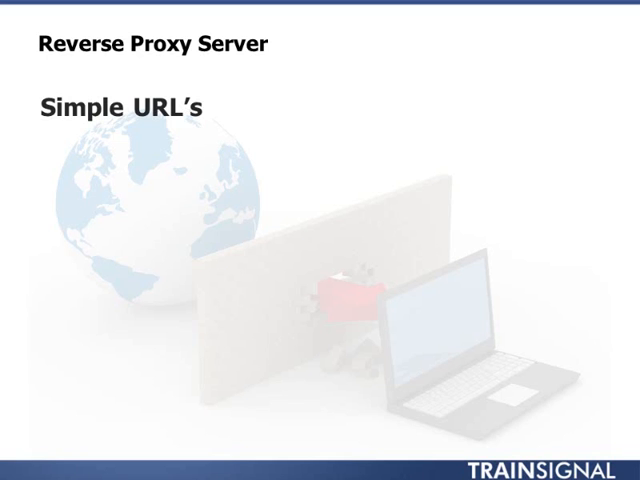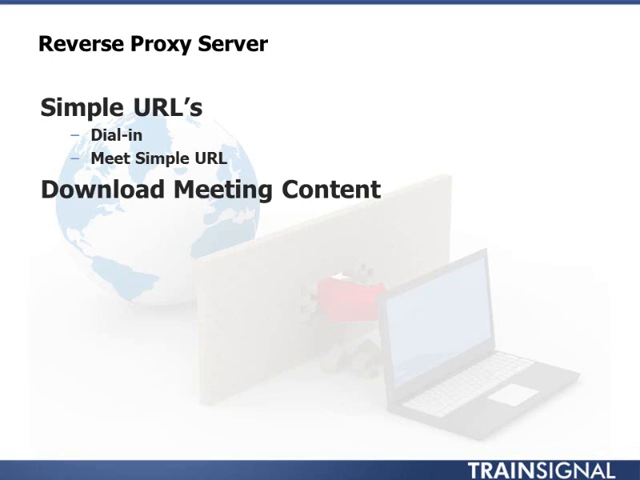But we do have to make sure that the external DNS has the simple URL for dial-in, which is gaining access to the dial-in conferencing web page, and also for your meet simple URL, which is used to comprise the link used to join into the meetings. So when a client clicks on a link to join a meeting, the external DNS routes that traffic through the reverse proxy server, and the reverse proxy server can either route the traffic through a director role or directly over to the front-end pool. The reverse proxy server is also used for downloading meeting content.